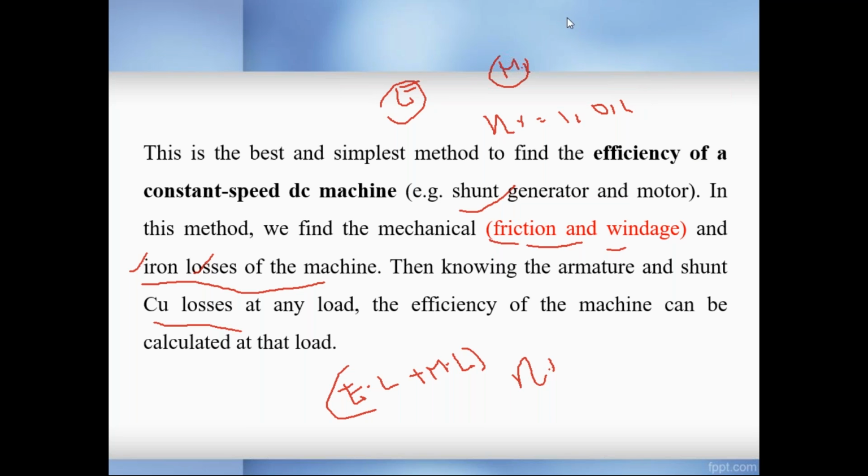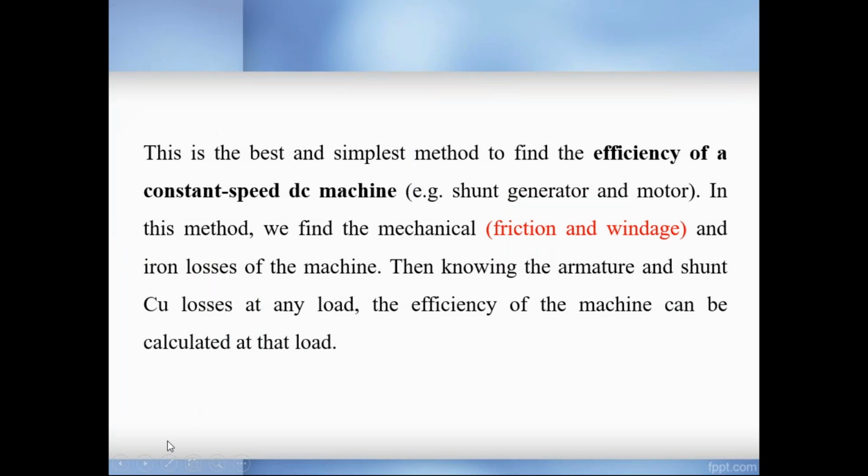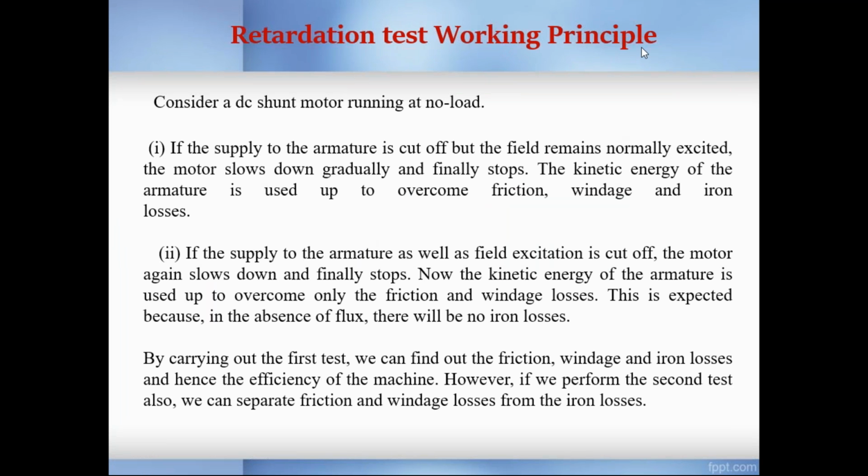Now let's move on to the working principle of this test. How are we conducting this test? This test should be conducted in two modes. Generally we have two circuits, one is the stator and another is the rotor. Let me assume that this test is conducted on a DC shunt motor. When we apply the DC supply to the stator, the flux is generated. Due to the flux, the armature carries the armature current and it is converted to mechanical energy.